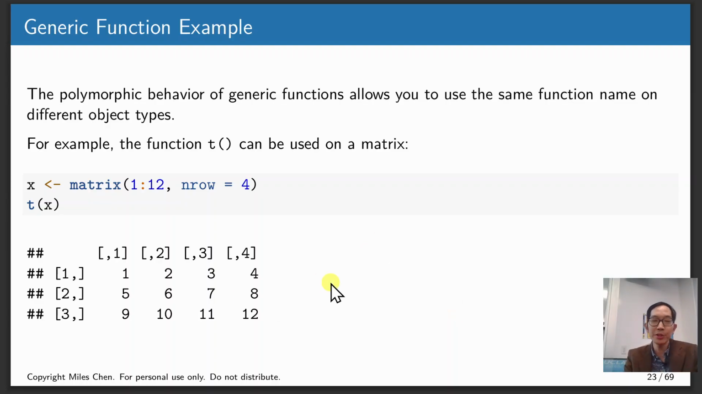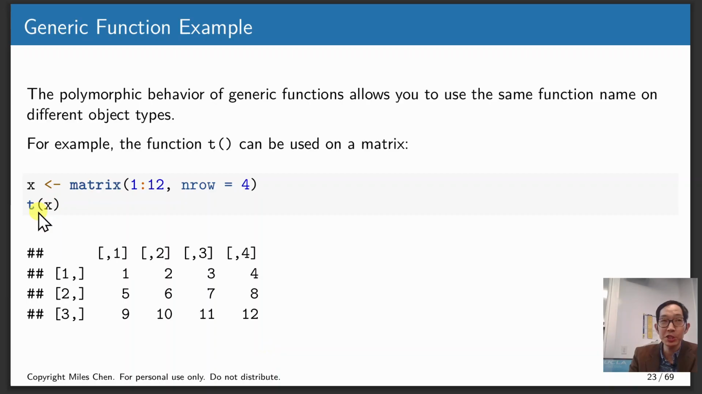Okay, all right, so here's an example of a generic function where I have the function t, and I have the matrix. Remember, matrices are produced down column-wise, and I say, hey, make X a matrix with 4 rows, and transpose it. So after I transpose it using t, I get 3 rows and 4 columns. Okay, so that's that. This is the function.